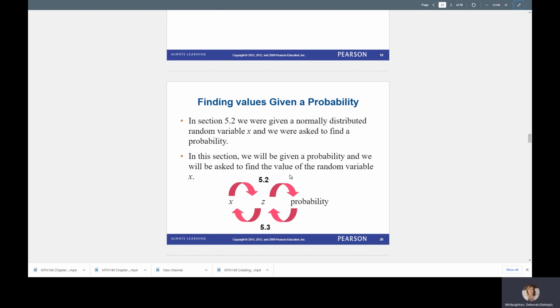In section 5.2, we were given a normally distributed random variable x, and we were asked to find a probability. In this section, we will be given a probability and we will be asked to find the value of the random variable x. In section 5.2, we started with x, we converted to a z-score, and then we could use the table to find the probability. In this section, we'll start with the probability, we'll convert to a z-score, and then we can find our random variable x. I'm going to show you two ways to do this, one using the tables and one using Excel.